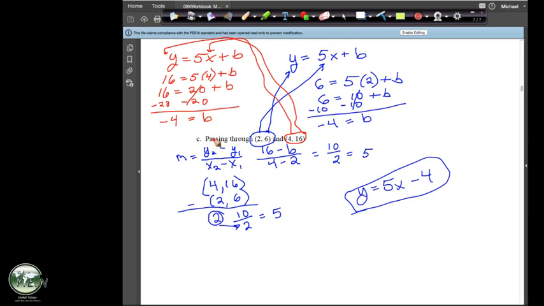Okay, so we can use either point because both points are on the line. We use them to get the slope. Could you ever find the equation of a line if I only give you just 1 point?